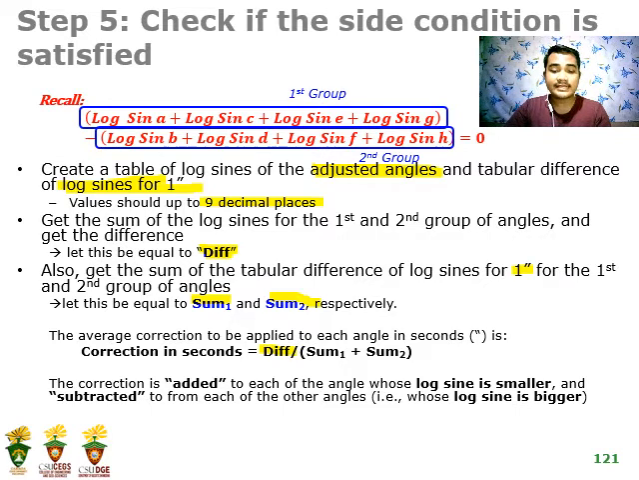Then the correction is added, please take note of this class, to each of the angles whose log sine is smaller. We add to those with smaller log sine, and it will be subtracted from each of the angles whose log sine is bigger. If it is bigger, we subtract it.